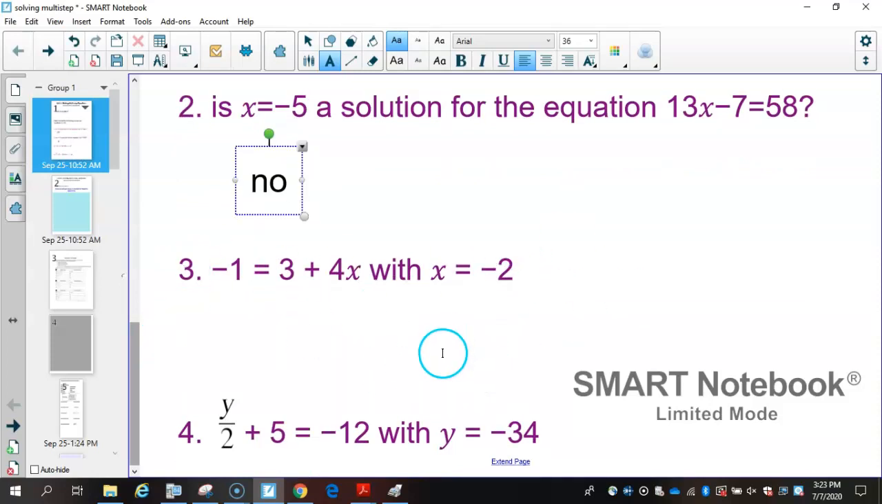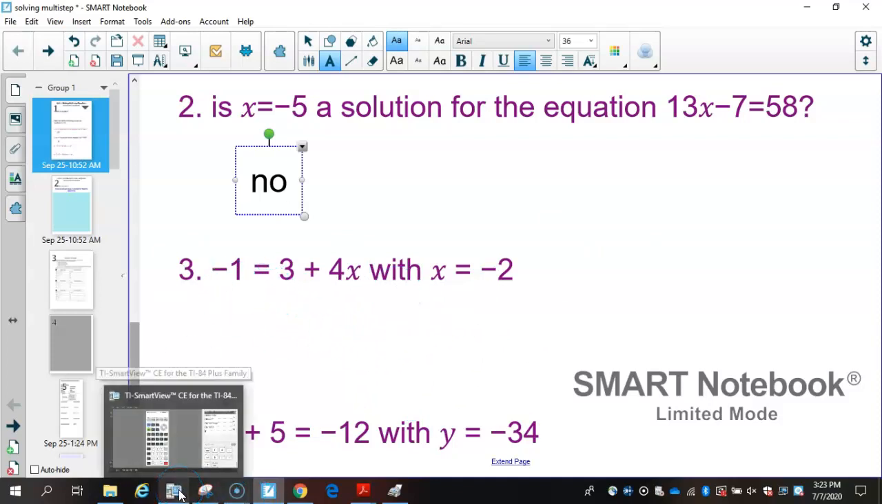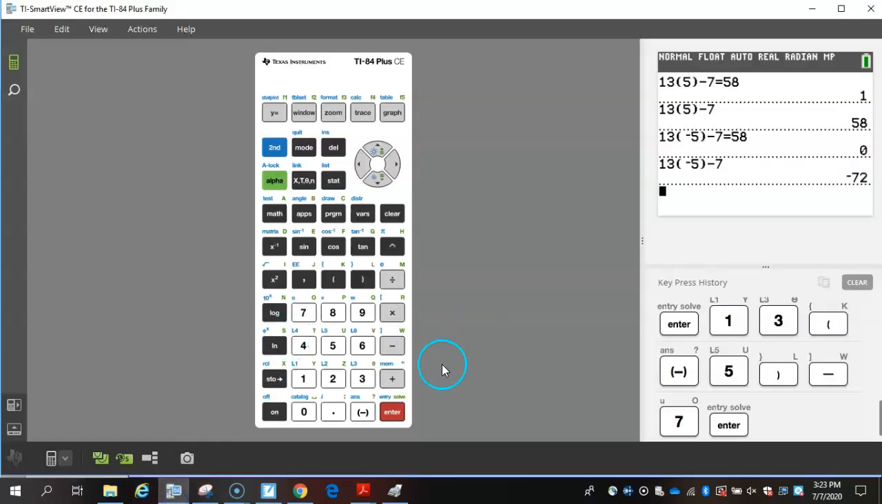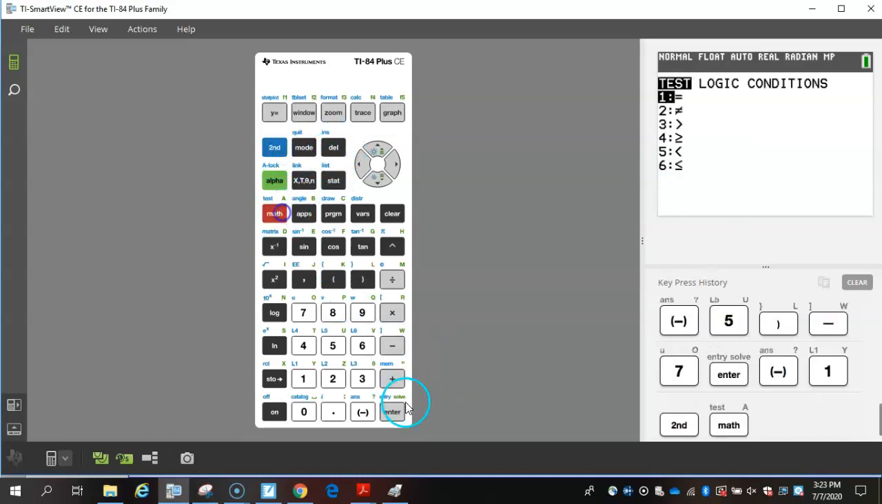Try number 3 on your own. Take a second, pause the video, and I'm going to do it in the calculator. It's written backwards, where the final solution is on the left instead of the right, which is fine. It doesn't matter.